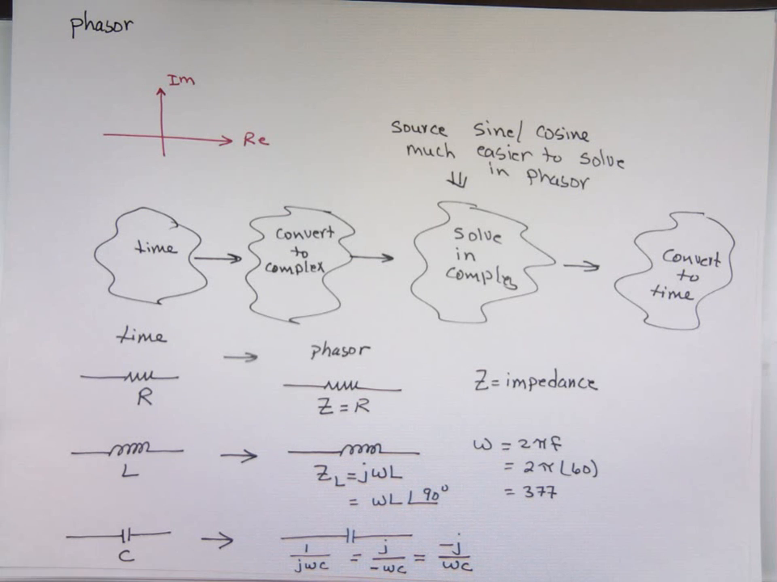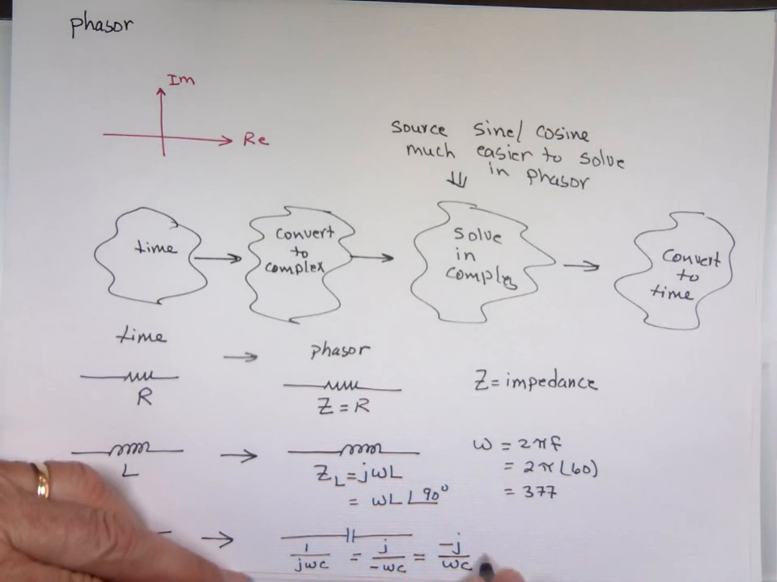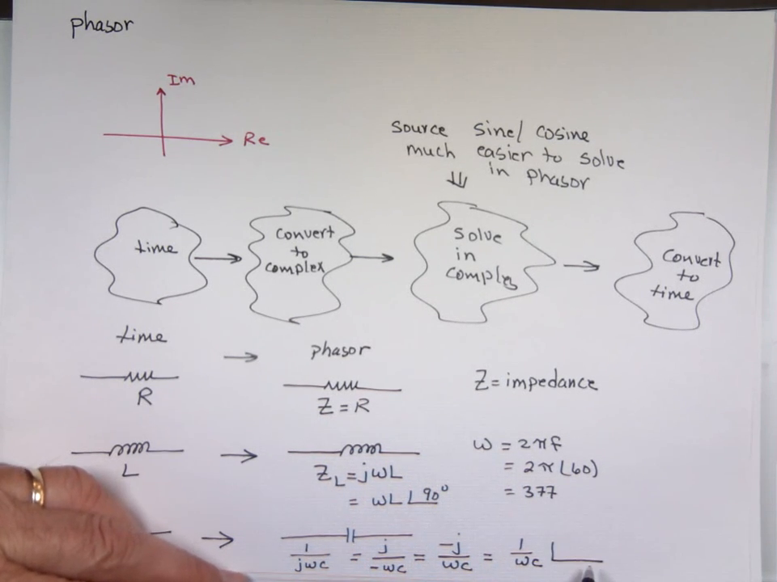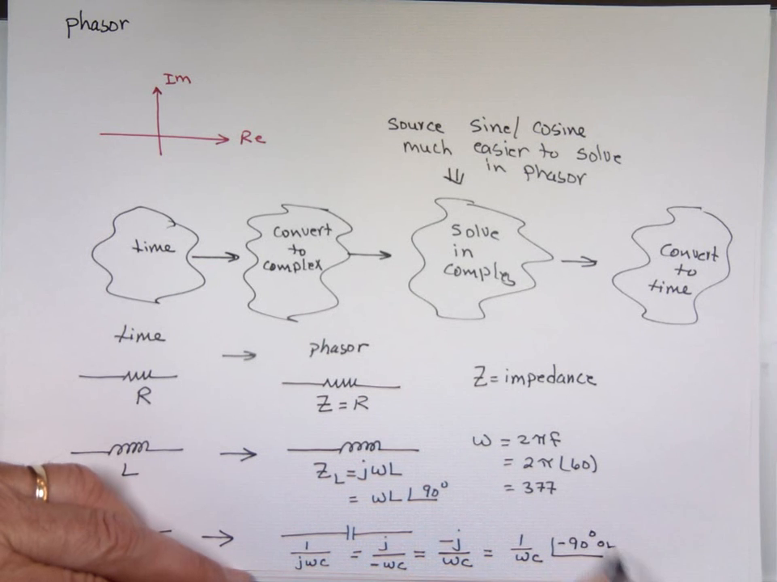And again, if you want to convert that to phasor, the value is 1 over omega C. And the negative j, what angle? You can see that it's plus 270 or negative 90 degrees. It's the same thing, negative 90 or positive 270.